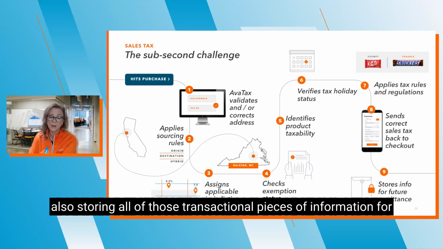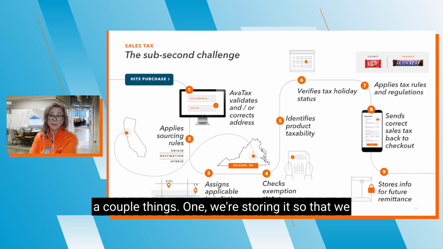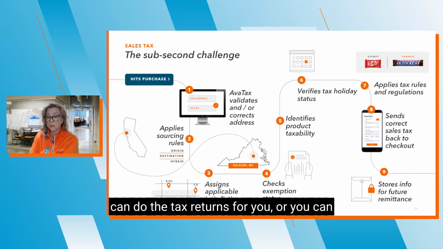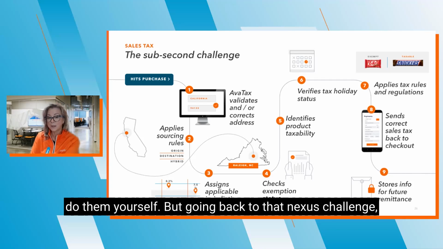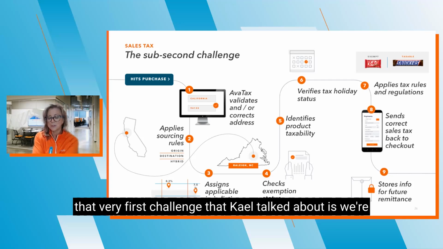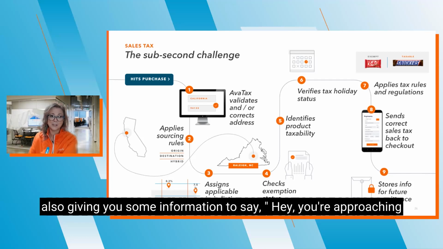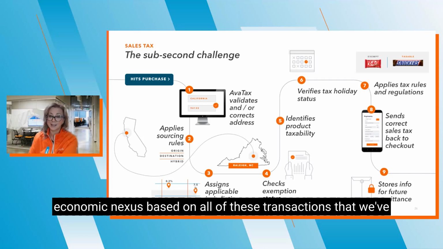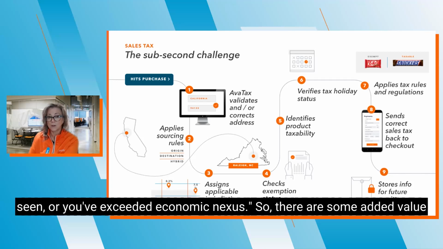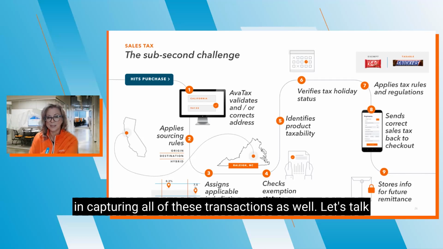We're also storing all of those transactional pieces of information for a couple things. One, we're storing it so that we can do the tax returns for you, or you can do them yourself. But going back to that Nexus challenge, that very first challenge that Kale talked about, we're also giving you some information to say, hey, you're approaching economic nexus based on all of these transactions that we've seen, or you've exceeded economic nexus. So there's some added value in capturing all of these transactions as well.